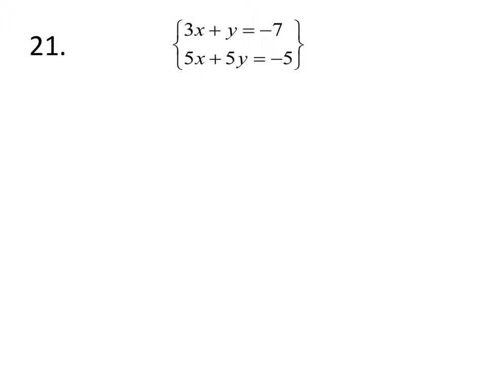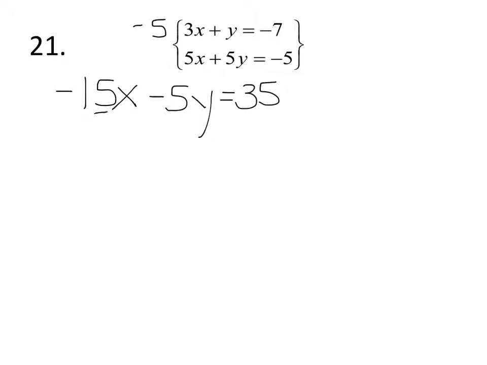All right, 21, we have another system. So it looks like elimination is actually going to be the best option here as well. I'm going to go for the y's this time because it's going to be easier to make y the opposite of 5 than 3 the opposite of 5. So in order to make y the opposite of 5y, I need to multiply everything by negative 5. So my top equation becomes negative 15x minus 5y equals positive 35. And then leave your second equation the same.